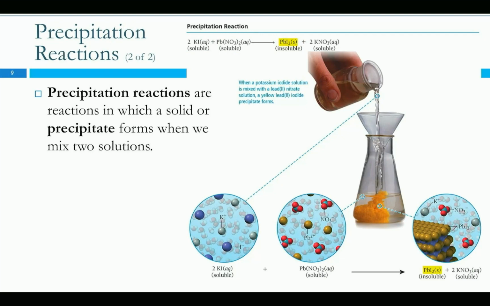And so this is why you need to have a chart or memorize solubilities, so that you can predict if the two things you mix are going to produce a solid.